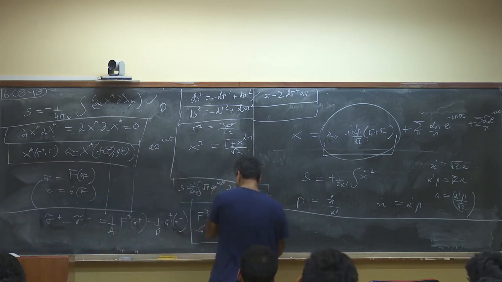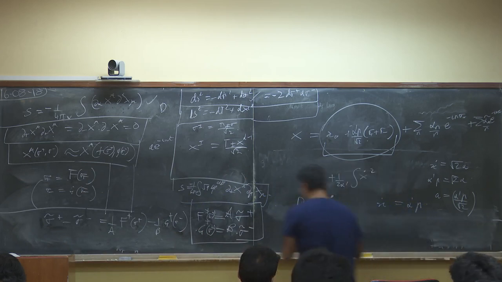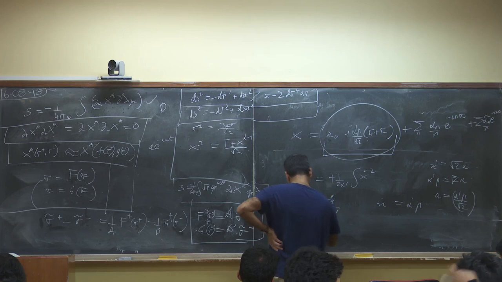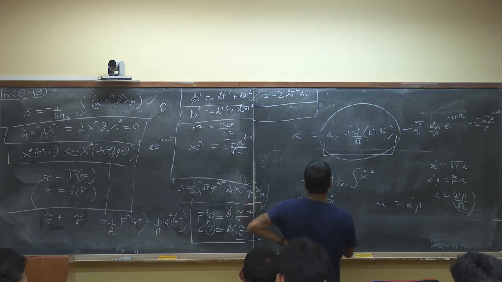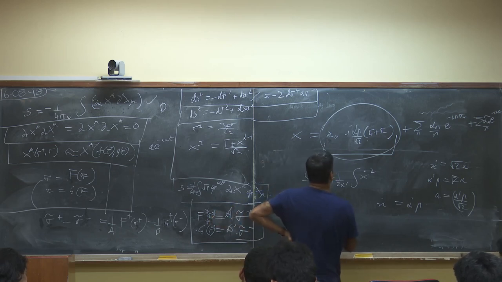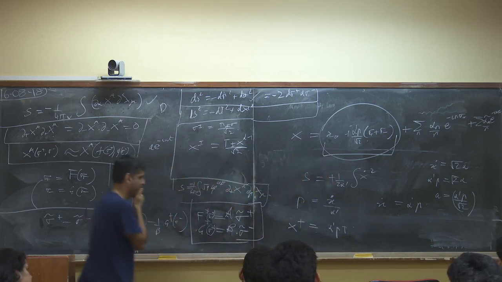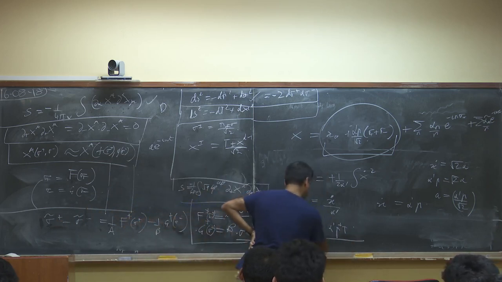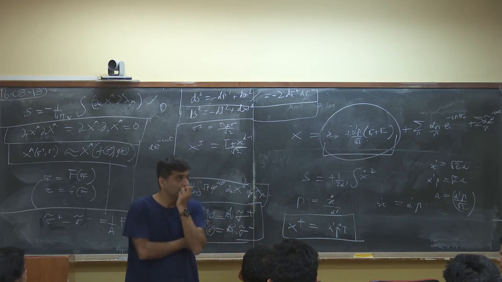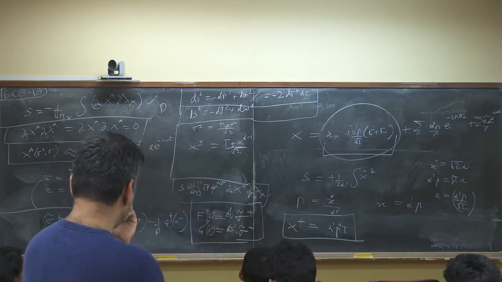I'll tell you what I think will work. What do I want to do? I want to set x minus equal to... I'll tell you what I want eventually. I want to set x plus equal to alpha prime p tau, alpha prime p plus tau. I want to show that I can use single valued coordinate changes to set x plus equal to alpha prime p plus tau.